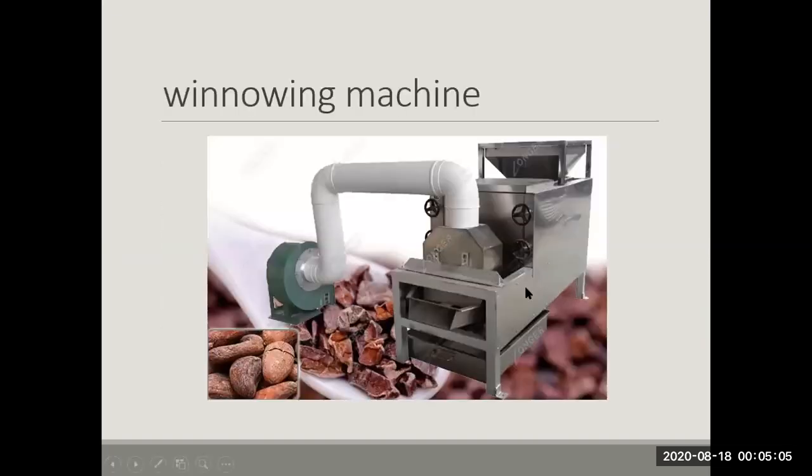Just like that, it is a winnowing machine. From here, the cocoa beans are given, and there are some sieves, and within the machine it's cracking down like that. It's actually not crushed, it's cracking. And after that, the thin shells are removed from the beans.